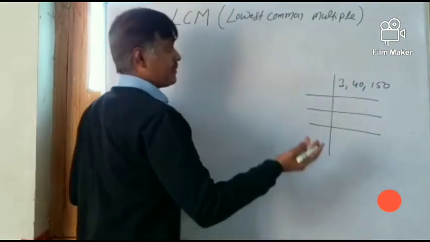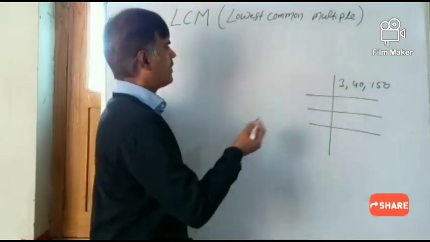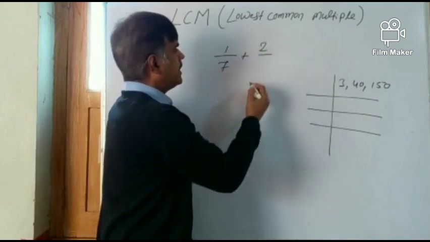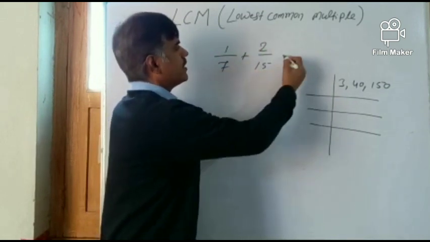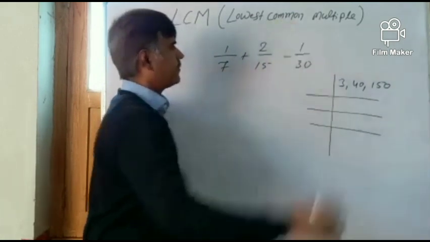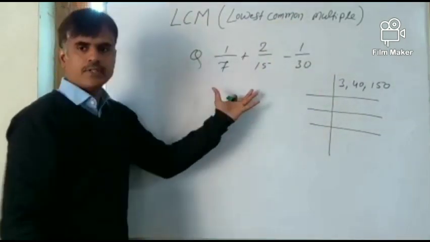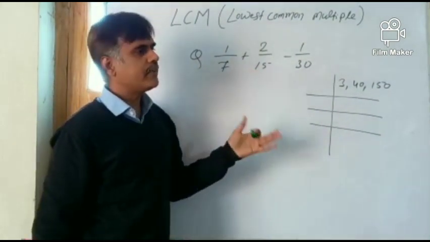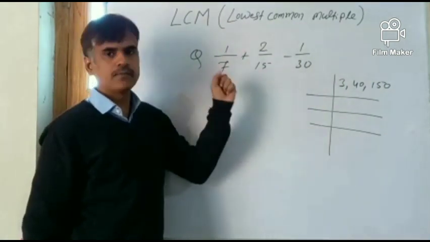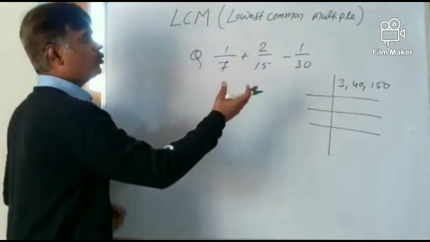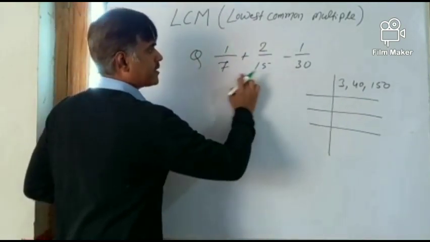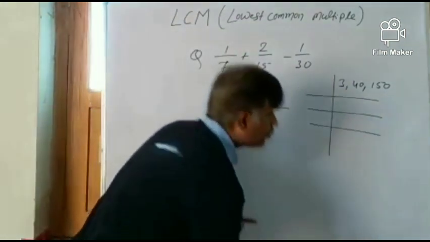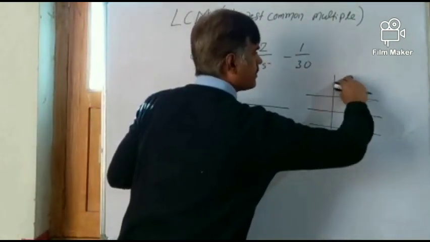Okay, so first take some example of why we are going to learn this topic. Suppose in some questions we deal with this type of question, 1 by 30. Suppose this is a question and we have to solve it. This question can be of class 7, 8, 9, 10. In any chapter we can find this type of question. So first we have to find the LCM of these three numbers, and for finding the LCM we have to do this lengthy process.